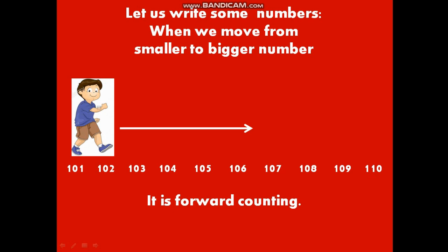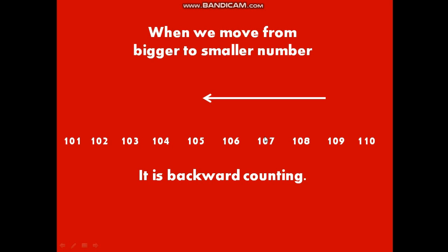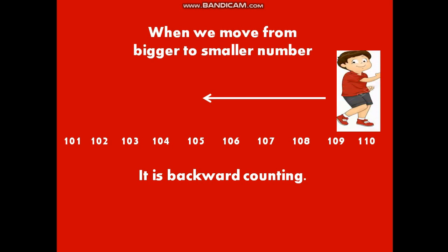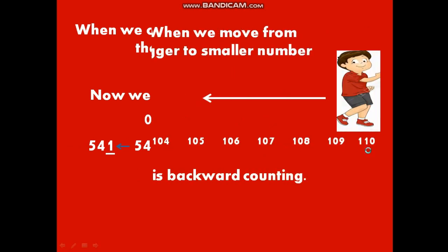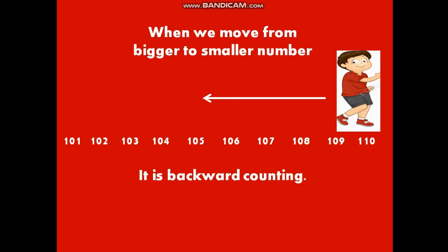It is forward counting. Now think, if you have to count from 110, that means from the bigger number going towards the smallest one. Let us now count backward from a bigger number to the smaller number, starting from 110. 110, what is the number before? Remember, we have done the concept of before. So 109, what number comes before 109?